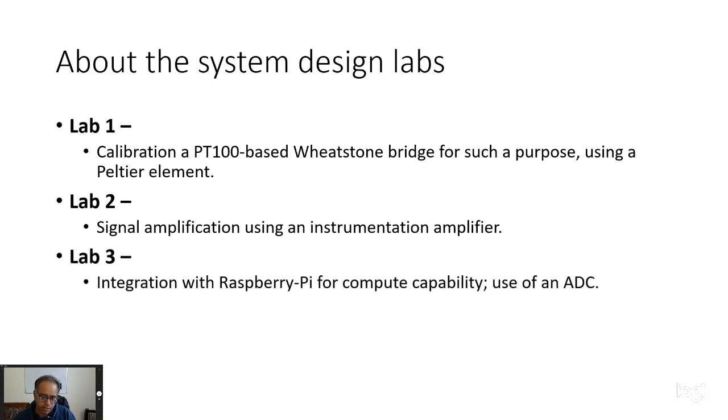Now the third lab, we were supposed to work on integration of the Raspberry Pi. What we wanted to do was take the amplified signal from the instrumentation amplifier and send it into the Raspberry Pi so that you could collect this information and do any calculation you wanted to do with it. And this requires the use of an ADC because the Raspberry Pi works primarily with digital signals. So you have to convert the analog voltage you are getting from the instrumentation amplifier to a digital signal.